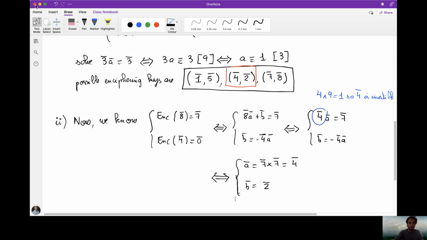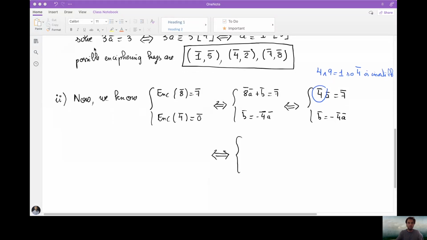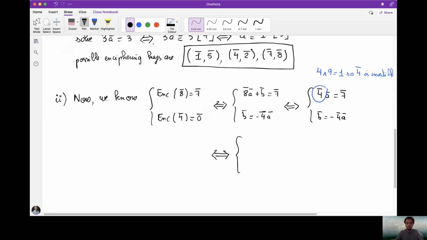So the deciphering key, sorry, I have a problem. We have to close this a second and open it again. For some reason, sometimes OneNote doesn't work properly. Okay, I'm sharing here. So sorry for this.